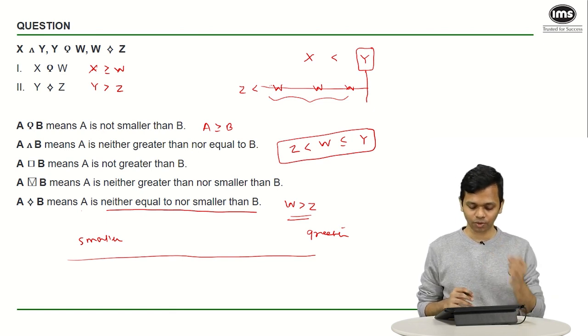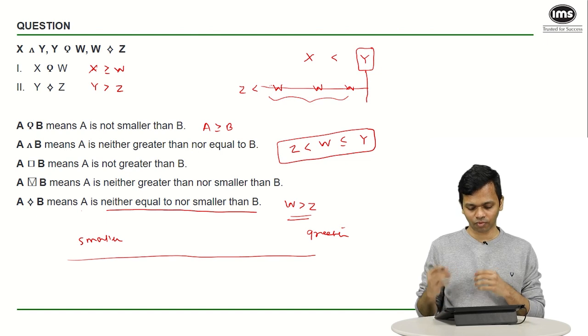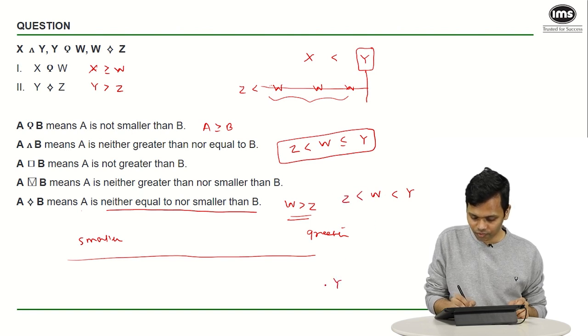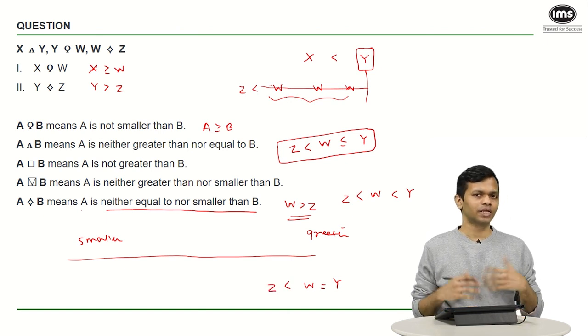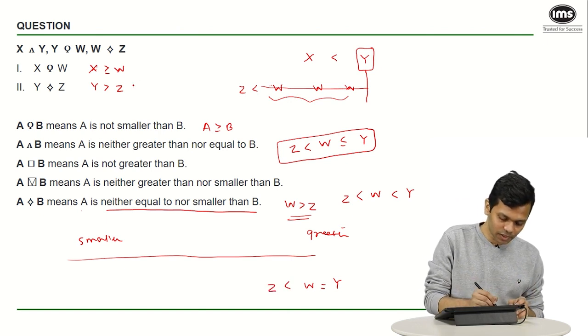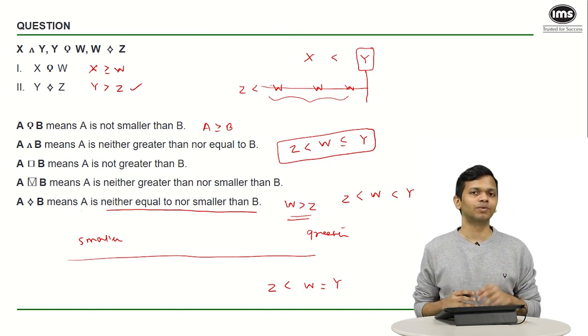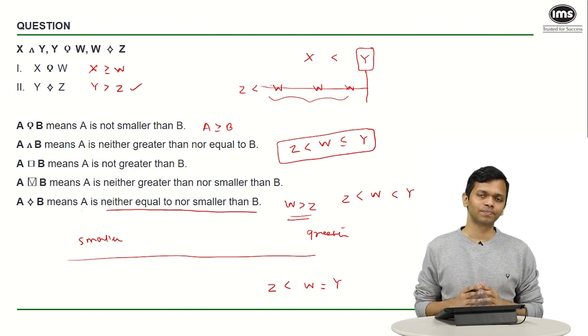because Y is greater than or equal to W, which means I can have Y greater than W greater than Z. So one of the ways in which I write this could be this. And the other way of writing would be Y equal to W, which is still greater than Z. So in any case, Y is greater than Z. This is a definite conclusion. Hence for this question, your final answer is going to be marking the second option, because only the second conclusion follows. Let's go to the second question.